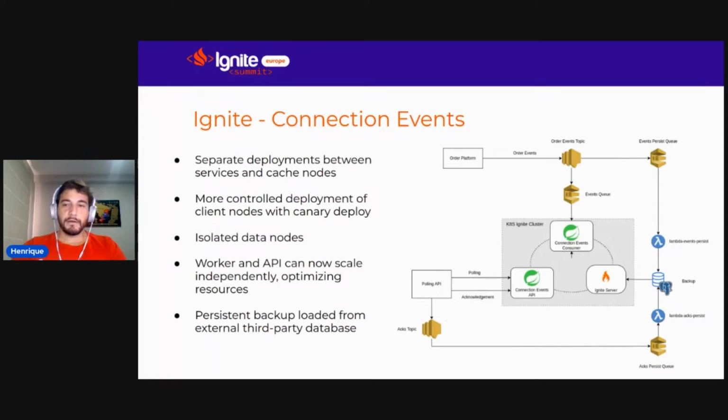So this is our architecture for solving the problems that we mentioned before. We decided to separate the clients from the cache using thick clients, which would make us end up with separate deployments between service and cache nodes. We would have more controlled deployments of client nodes using canary deployments, which was something that we were implementing in the company. The cache nodes will be isolated from the application, so we will have fewer deployments, much less frequent on the server. And now the worker and API applications will scale independently, so we can optimize resource usage. It can scale on demand. And persistent backup is loaded by the cache server from a third-party persistent database.